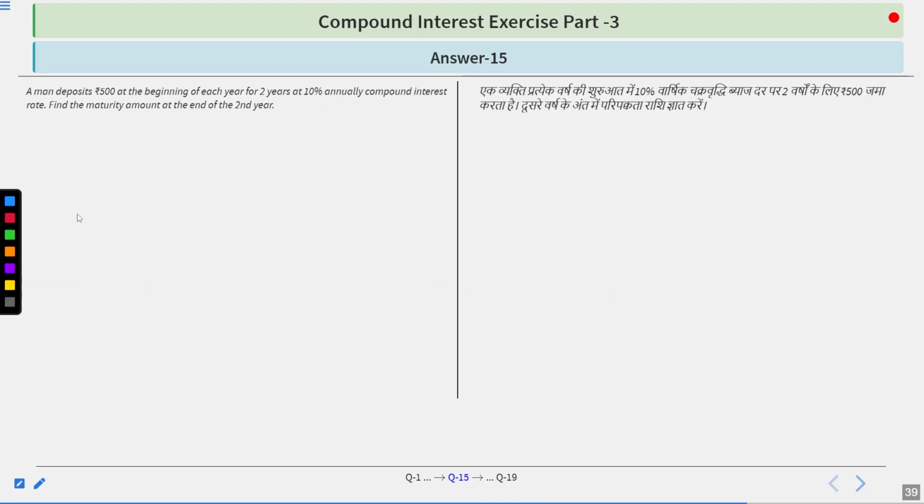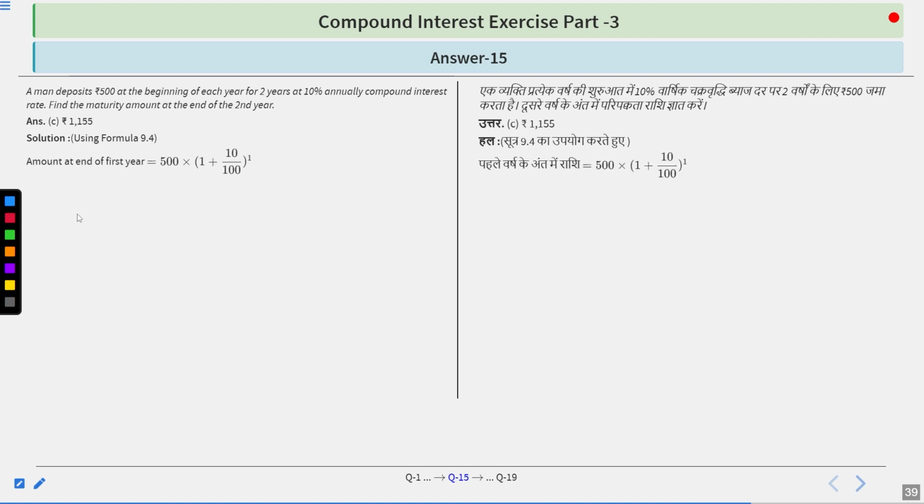Now, the man has deposited rupees 500 at the beginning of each year and he has done it for 2 years. Rate of interest is 10%. We have to find how much amount he will get on maturity, and time is 2 years. Now, the answer to this question is option C, rupees 1155. And we are going to use formula 9.4 to solve this question.